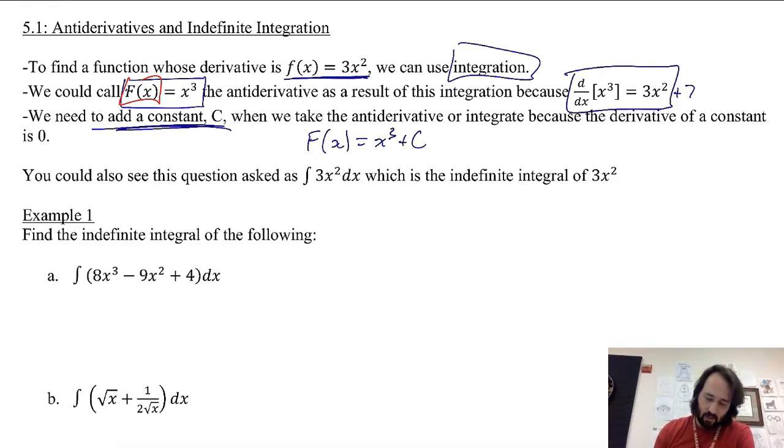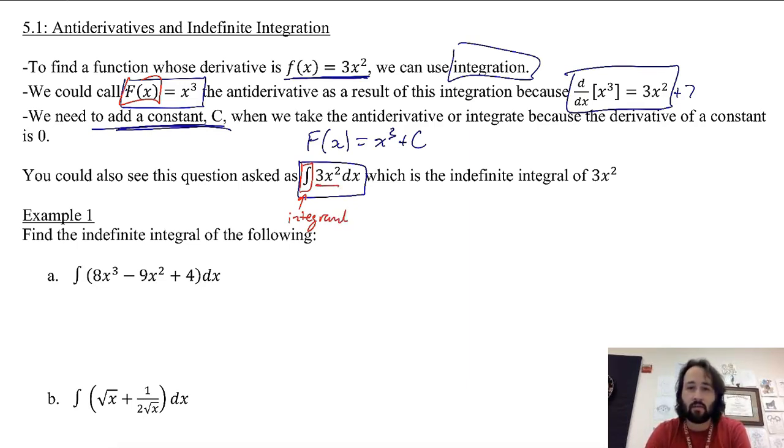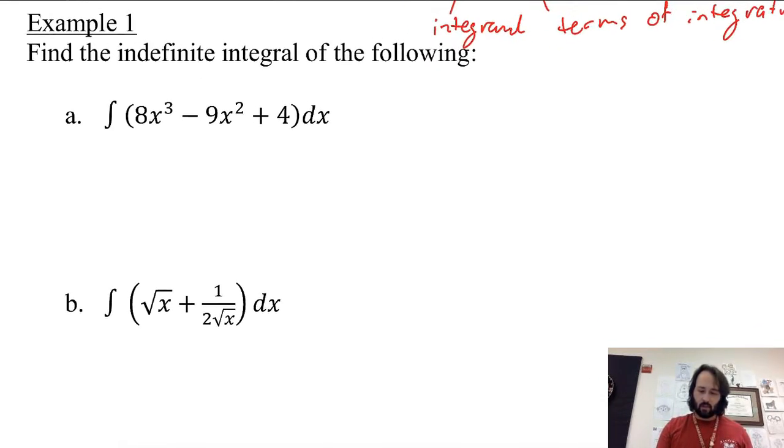You could also see this asked as the integral of 3x squared dx. This first part is the integrand. The inside is what you are taking the antiderivative of, and the dx is the variable of integration. So just like we had dy dx, dx tells us what variable I am integrating with. Okay, so that's pretty much it. We're just going to work through these things and see what we can come up with.